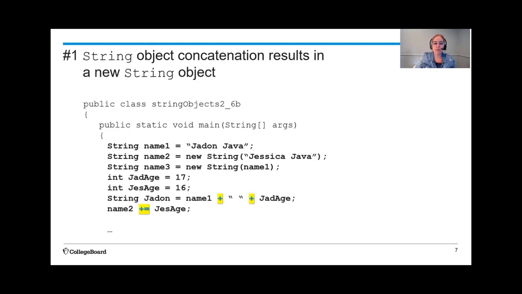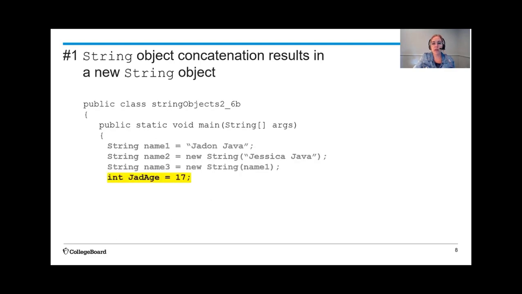So I want to break this down for you. On the line that says String jaden, I've created a new string variable that calls Jaden's name1 and concatenates it with his age that I defined as an int. And then I've called Jessica's name2, but I'm redefining it to not only be what name2 originally was, but also to include that new primitive number 16 that I defined as Jess's age. So let's look at what this would output.